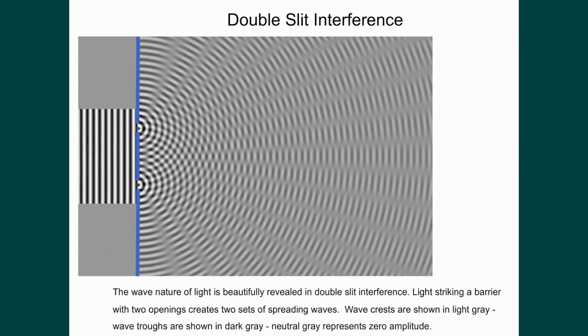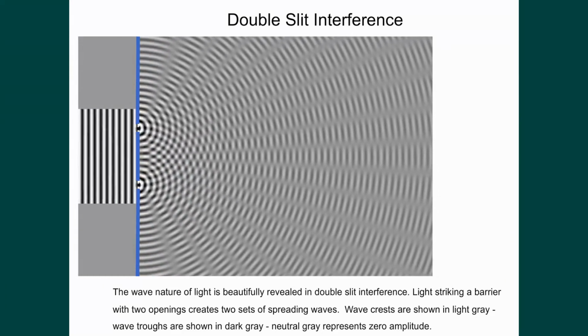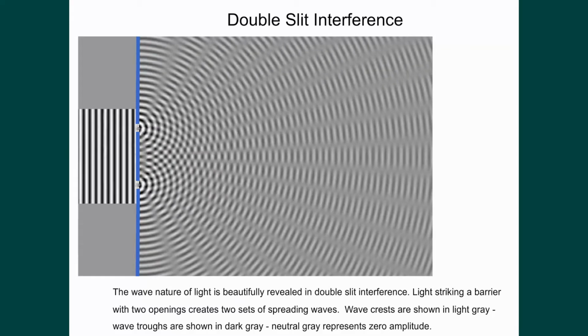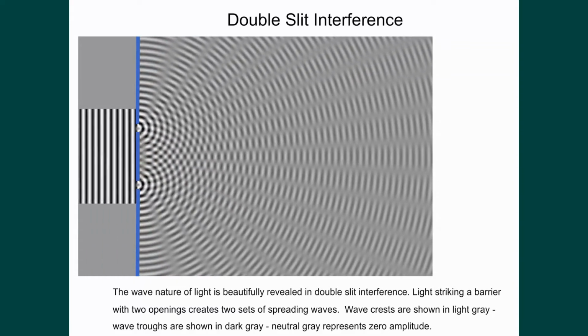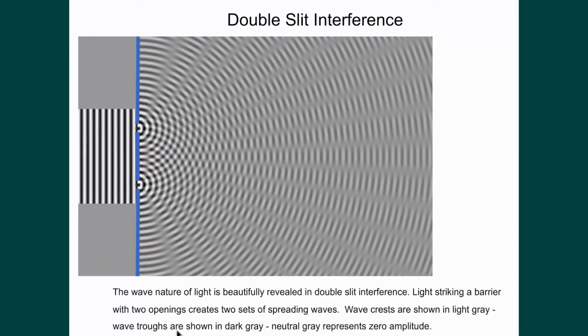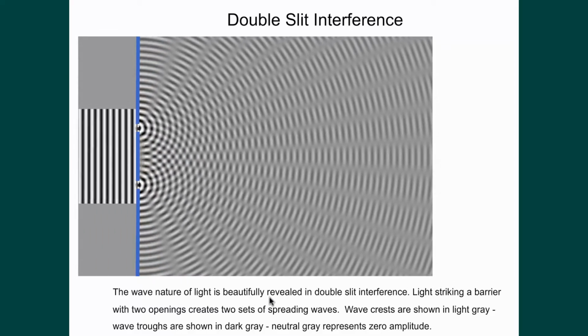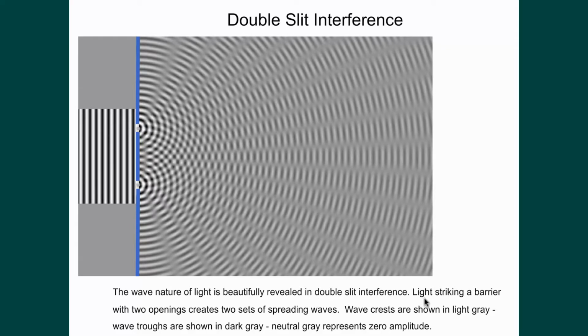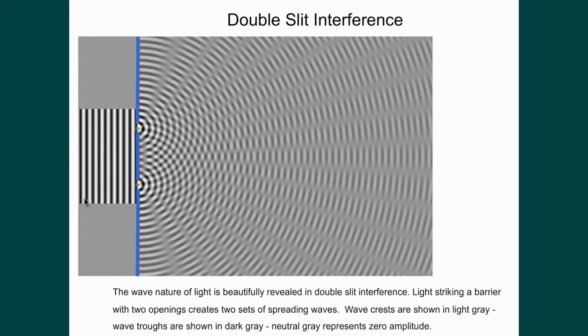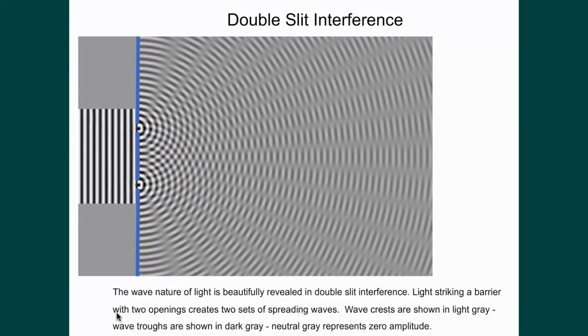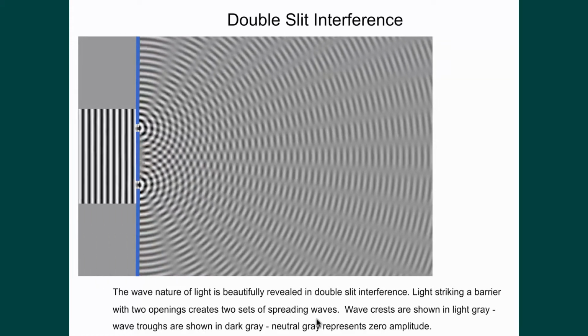All right, so in this animation, we're going to be looking at the double slit experiment, the double slit interference patterns that are formed with waves, what patterns are formed and why. So it says the nature of light is beautifully revealed in double slit interference, light striking a barrier. These are the incoming rays on the left-hand side, with two openings creating a set of spreading waves.